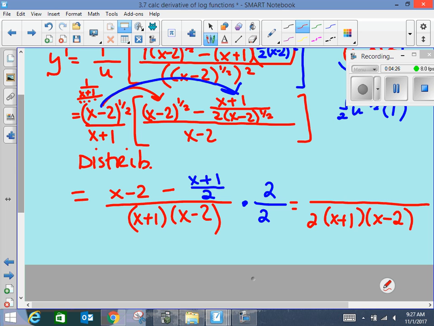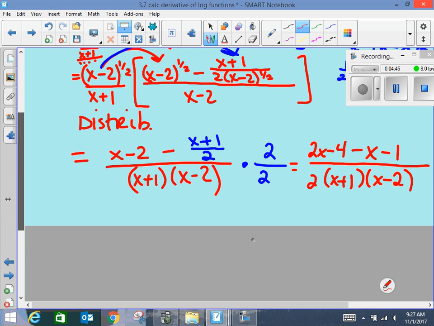On the bottom, I have 2x minus 4. I've got to multiply that 2 by the whole denominator. And what do I have after that? x minus 1, right? I probably wouldn't at this point. I just leave it as one fraction and just combine like terms. So I've got x minus 5 over 2, x plus 1, x minus 2. One fraction is usually better than two.